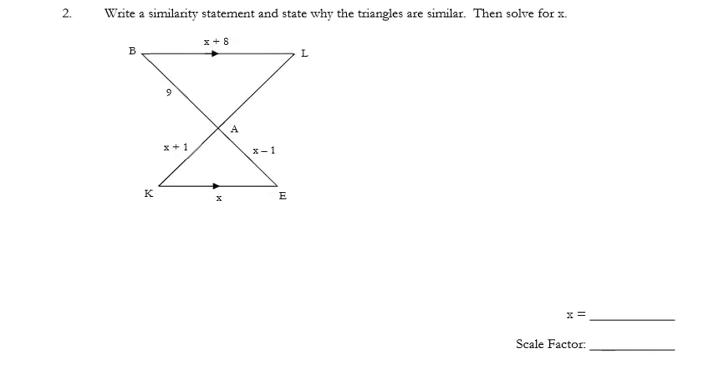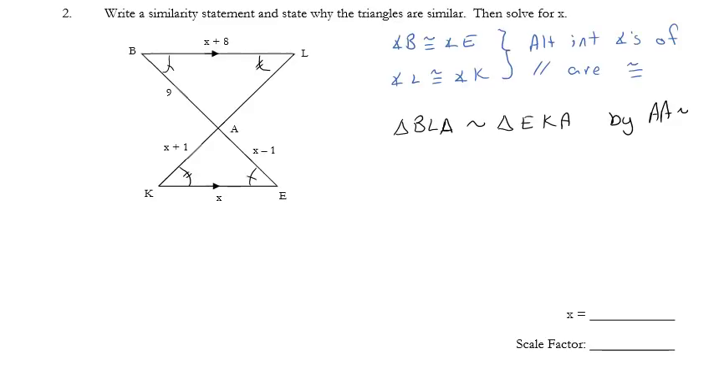Number 2 is a very similar type of problem. What I want you to do is hit pause and start by doing the first part. Write a similarity statement and state why the triangles are similar. Based on the parallel lines and the alternate interior angles, I have triangle BLA similar to triangle EKA by angle-angle similarity. Make sure that whatever you have it named, B and E are in the same location, L and K are in the same location, A and A are in the same location, first, second, or third.